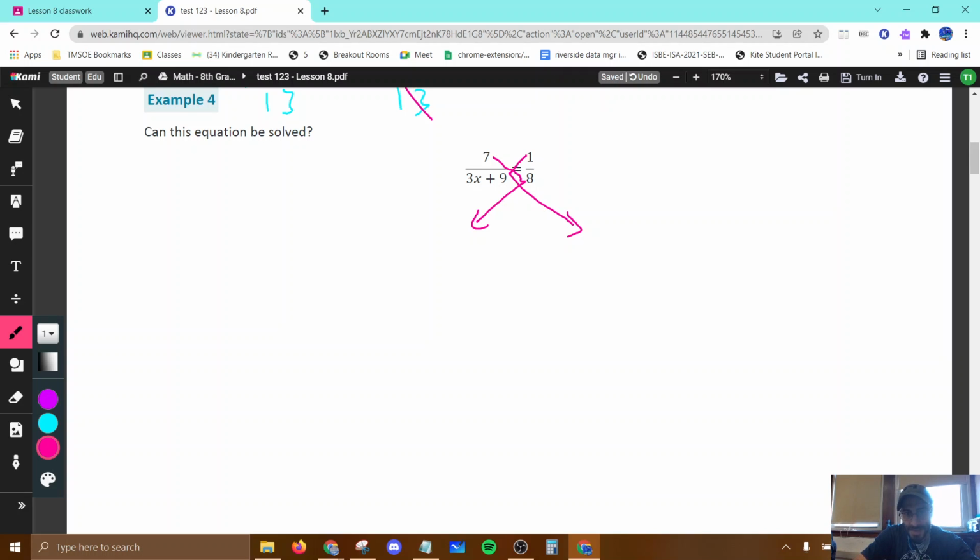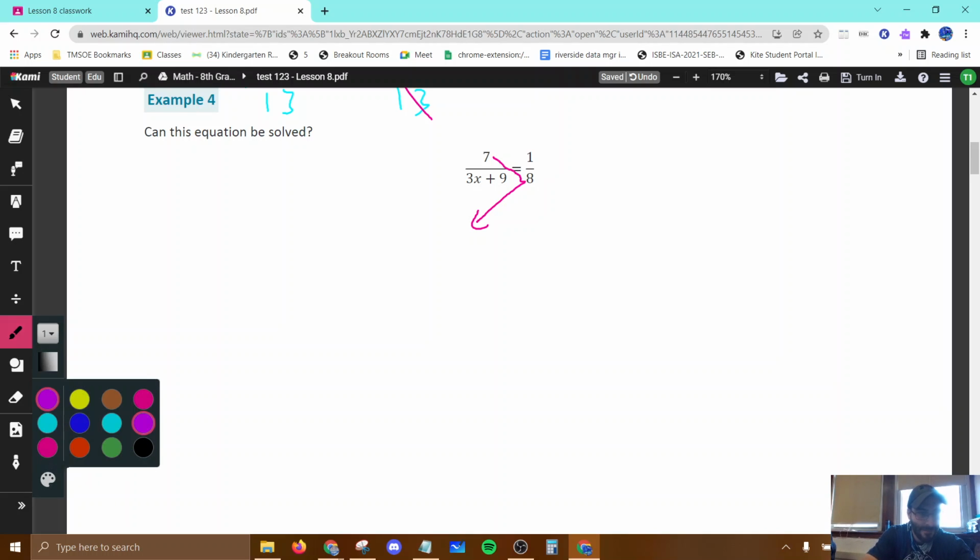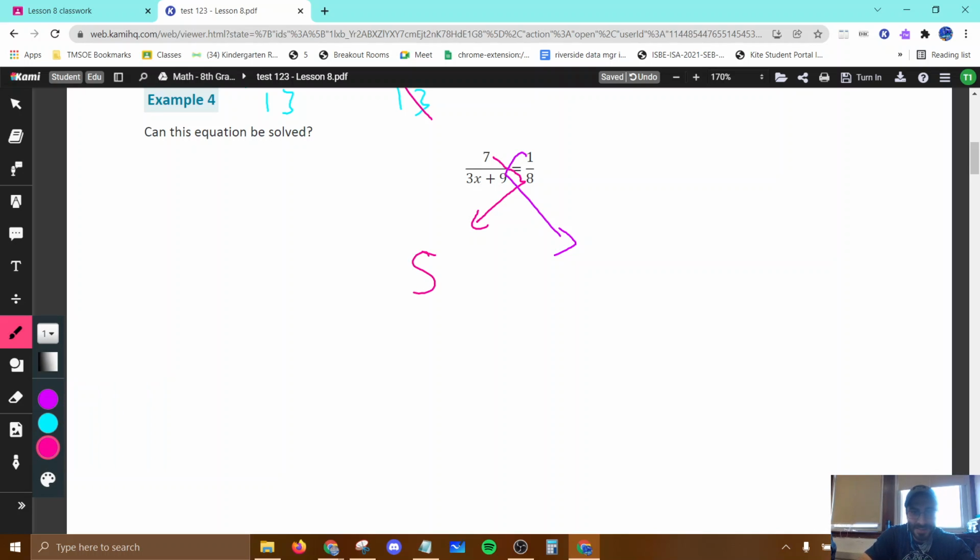So 7 times 8. Let me do different colors on that. So let's do purple on this one. I feel like Khan here. So if I do 7 times 8, well, that's 56, equals, and we have 1 times 3x plus 9. So that's going to look like this. 1 times 3x plus 9.